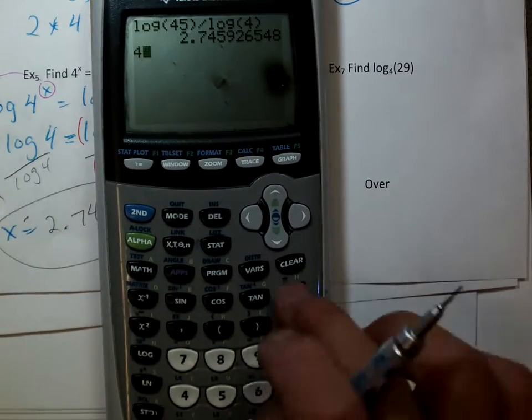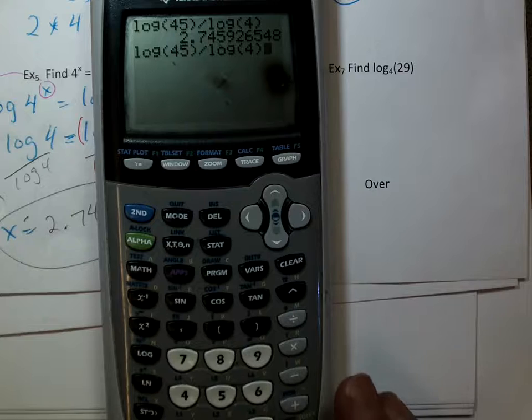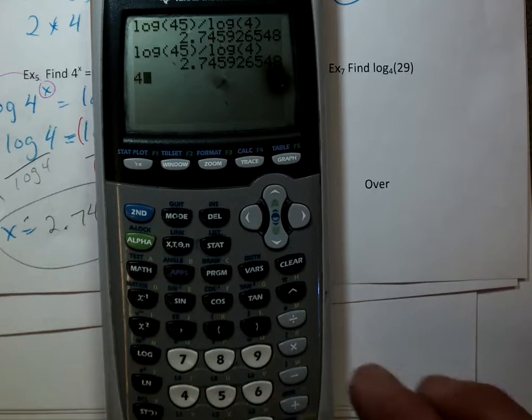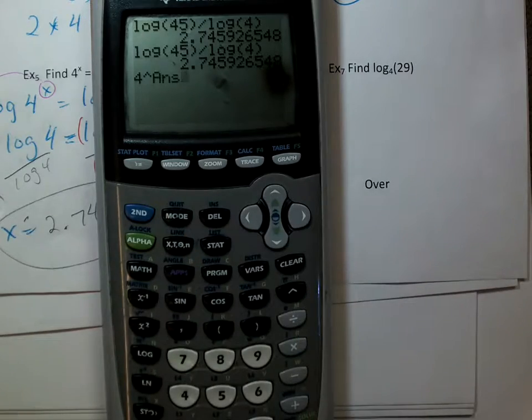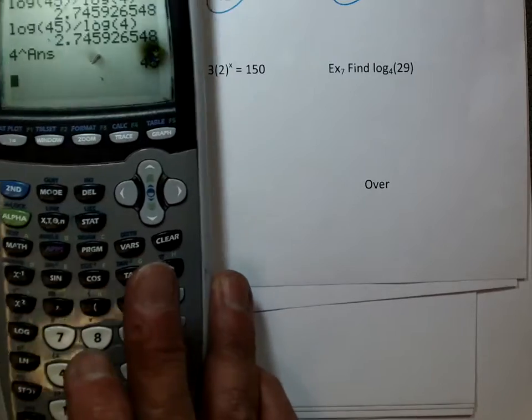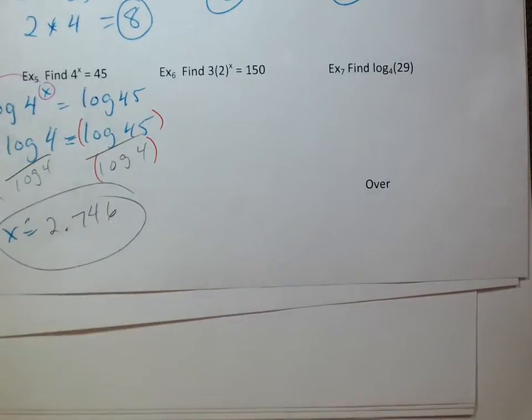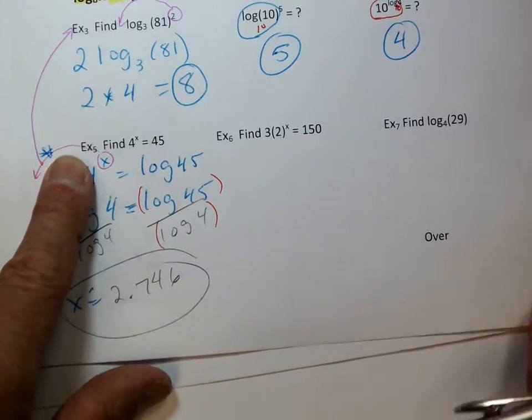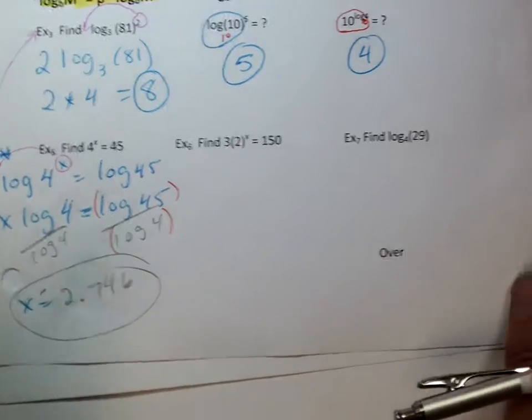So if I went 4 to that power, guess what I should get? Clear. So you get 4 to that power. I should get 45. What do you know? Whoa! Well, you can't even see the 45, but it's there. Okay. All right. Super important. This is why we learn logs, is for this example. Okay, so example 6 the same way.